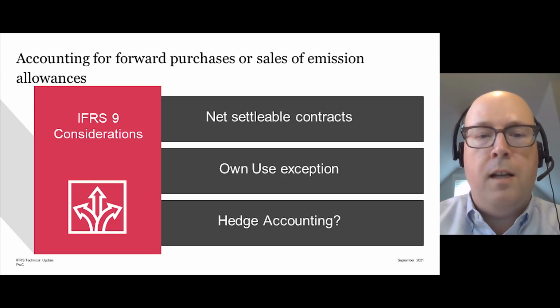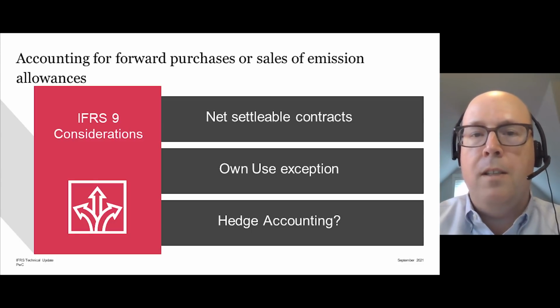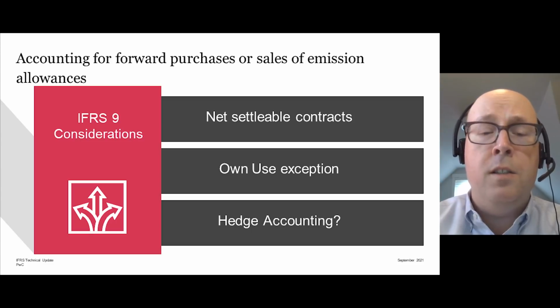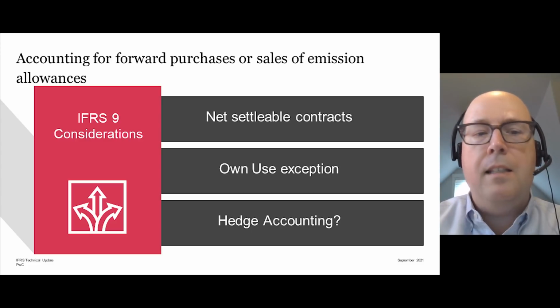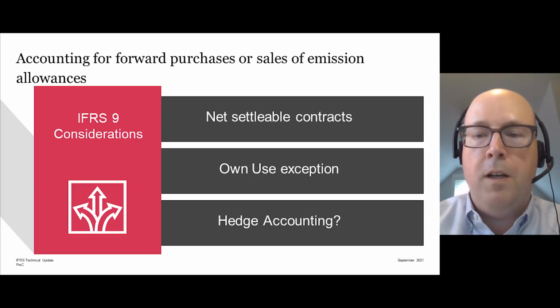Such a net settlable contract will be outside the scope of IFRS 9, where the contract to purchase or sell the emissions allowances was entered into and continues to be for the entity's expected purchase, sale, or usage requirements. This is commonly referred to as the own use exception. An example of own use in this context might be a forward contract to purchase emissions allowances that the entity enters into and continues to hold to meet a shortfall in the entity's emissions obligation. That is, where granted allowances and/or purchased allowances held by the entity are less than the expected number of allowances required to meet the entity's obligation for a specific period.